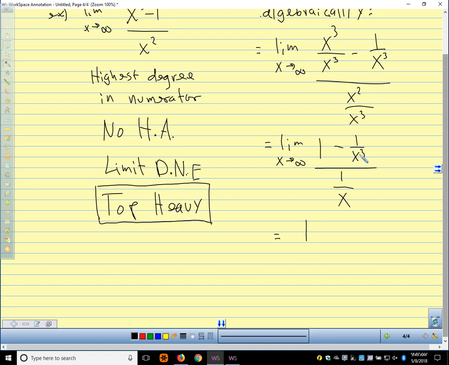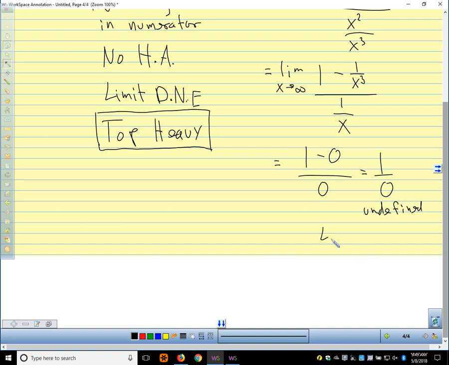We get 1. As x approaches infinity, 1 over x to the third approaches 0, and 1 over x approaches 0. So we get 1 over 0, which is undefined. So the limit does not exist. Our function approaches infinity, so our limit doesn't exist.